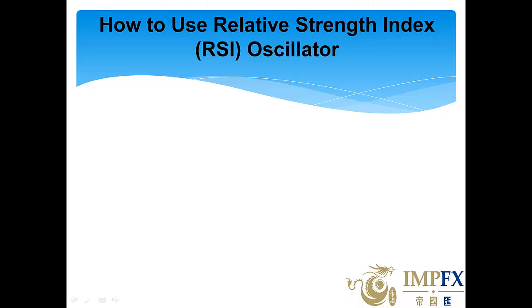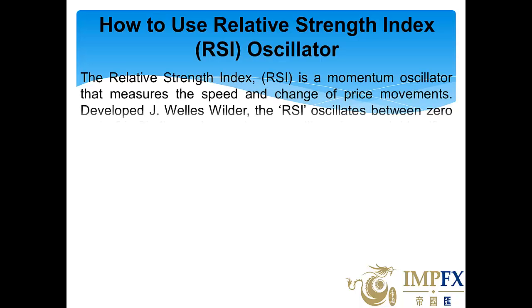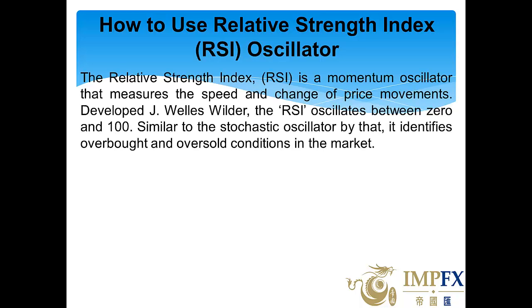So, how to use the Relative Strength Index, or in simpler terms, the RSI oscillator. The Relative Strength Index, or the RSI, is a momentum oscillator that measures the speed and change of price movements. It was developed by J. Wells Wilder. The RSI oscillates between 0 and 100.